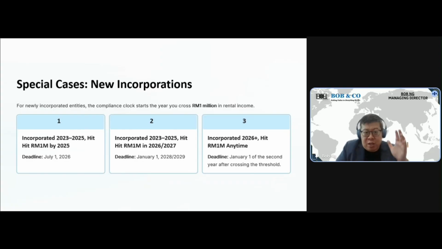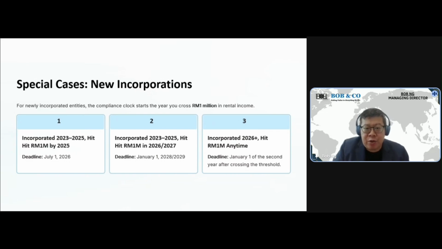But if you hit your 1 million on the 31st of December 2026, you are also given a deadline of January 1st, 2028. So as a matter of fact, to summarize, for the 2 years itself, it does not matter which month you actually hit that 1 million. We are talking about the calendar year instead. Okay?